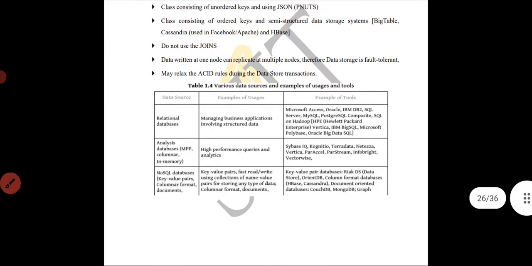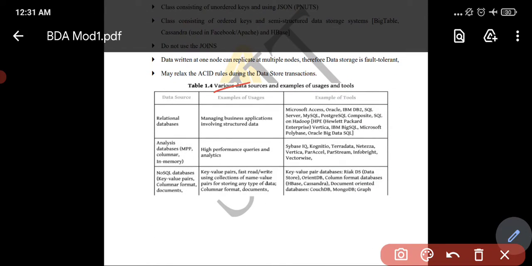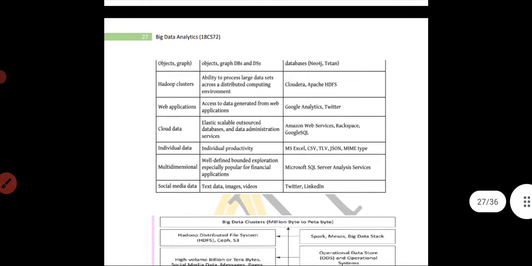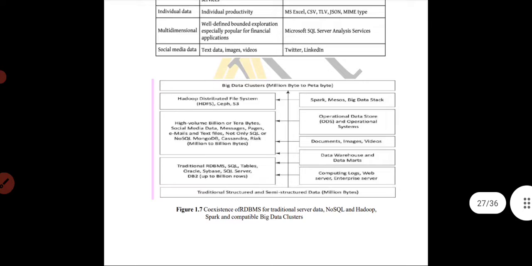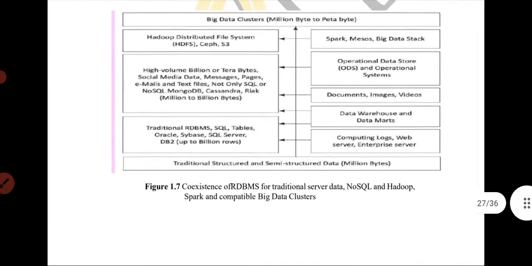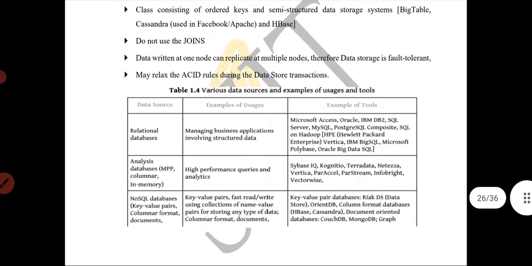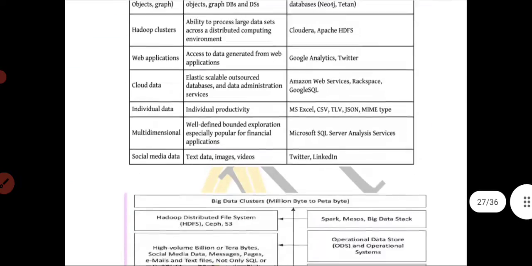So this is nothing but various data sources, examples and usage. Relational analysis, NoSQL. These are all the various data sources: Hadoop clusters, web application, cloud data, individual data, and so on.